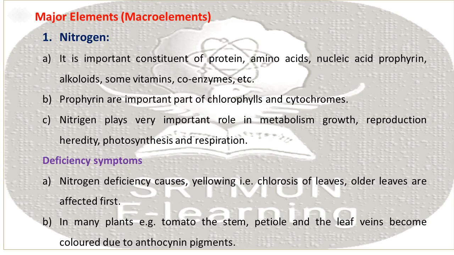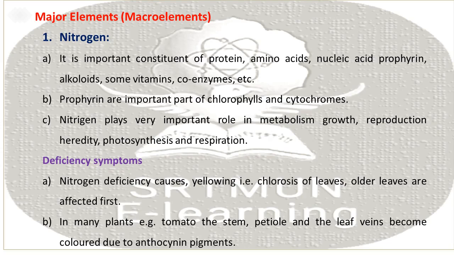Now, major elements, macro elements. First of all, nitrogen. It is an important constituent of protein, amino acid, nucleic acid, porphyrin, alkaloid, vitamins, coenzymes, etc. Porphyrins are important parts of chlorophylls and cytochromes. Next, nitrogen plays a very important role in metabolism, growth, reproduction, heredity, photosynthesis and respiration.